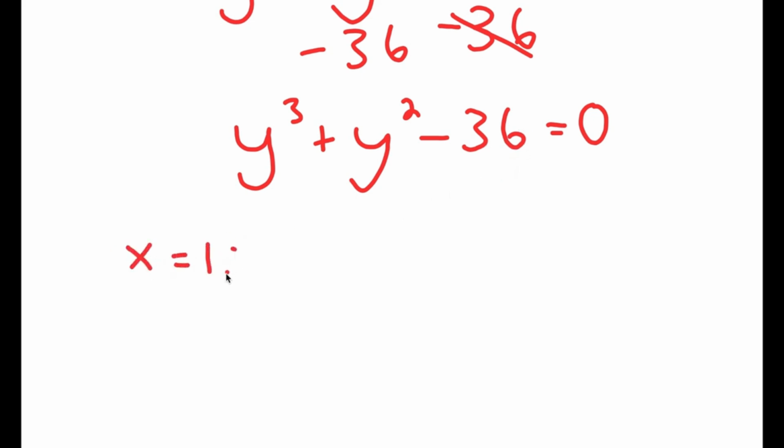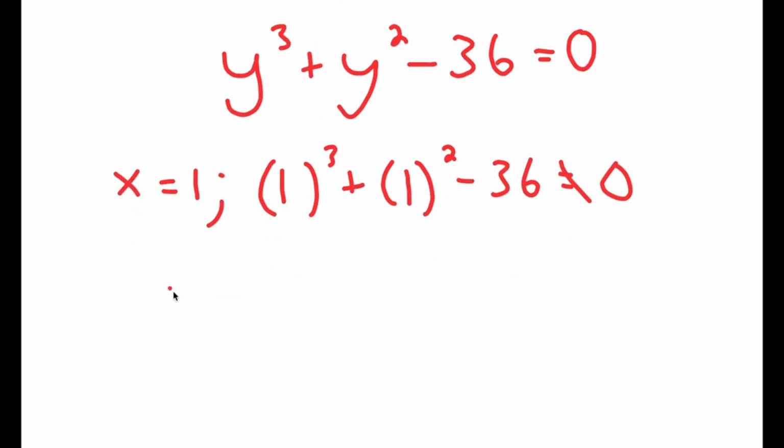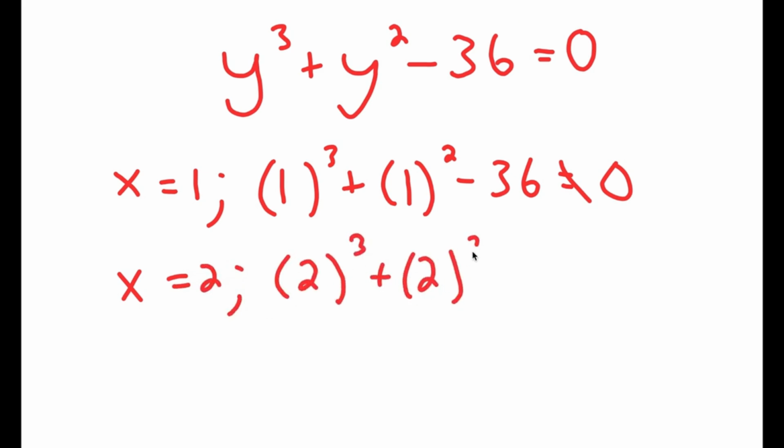So we're going to first plug in 1, and if it equals 1, we get 1 to the power of 3 plus 1 squared minus 36, which is equal to 2 minus 36, which does not equal 0. For 2, I get 2 to the power of 3 plus 2 squared minus 36, which is equal to 8 plus 4, which is 12 minus 36, which again does not equal 0.